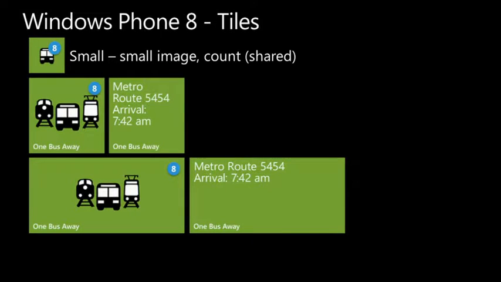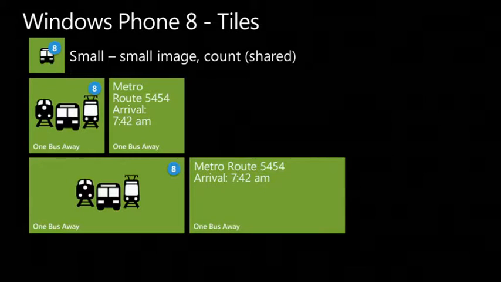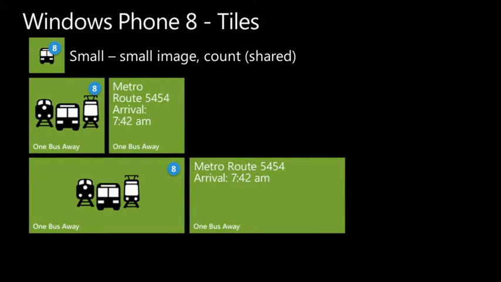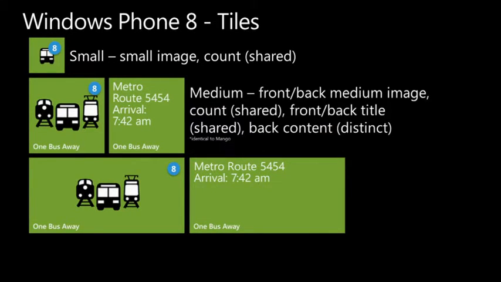The first is that you can have the image, which is the background image, and a count. Those are the only 2 pieces of information that are allowed on the small tile. That count is the same count across all of your tiles. So if you have 3 different sizes, that count will be shared across all of those.